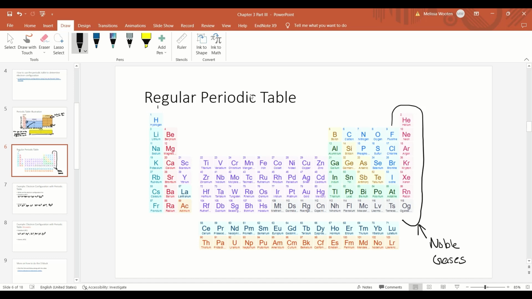And so because the noble gases are very stable, we can use the noble gas to do what's called noble gas notation.